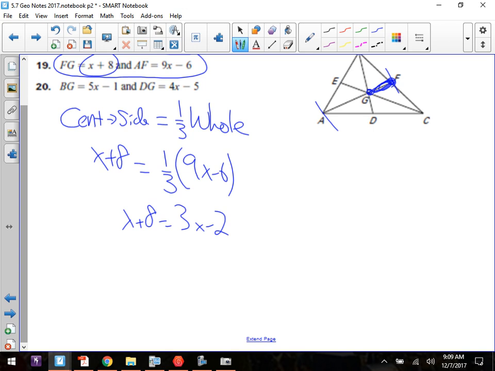Anyway, so I'm going to subtract x. I'm going to add 2 at the same time. And you get 5 for x. Okay. Now remember, sometimes it'll say solve for x, but then it might ask you, hey, what is such and such of the segment? Okay. So you just got to read it carefully.